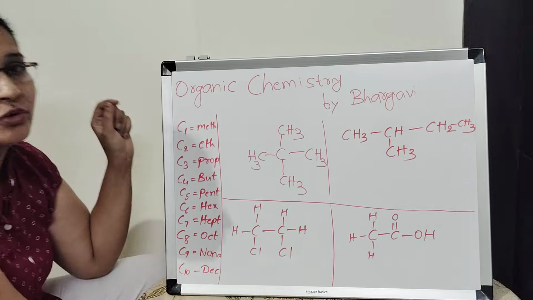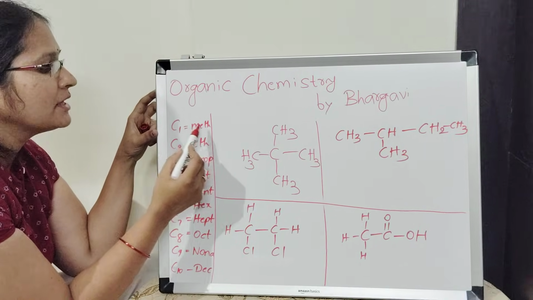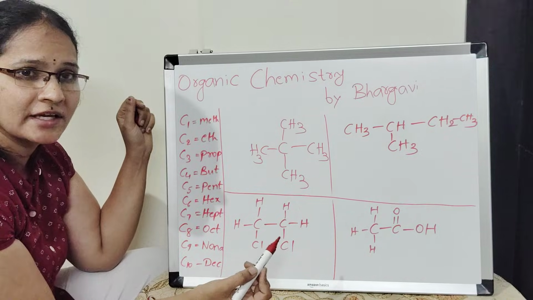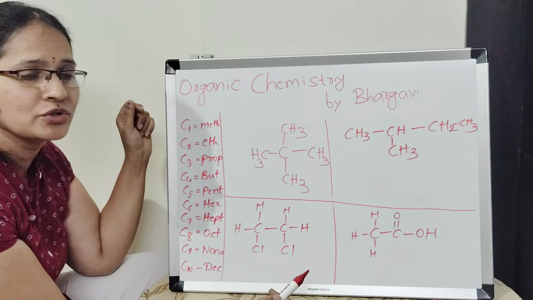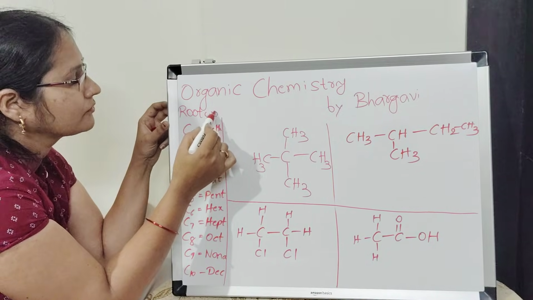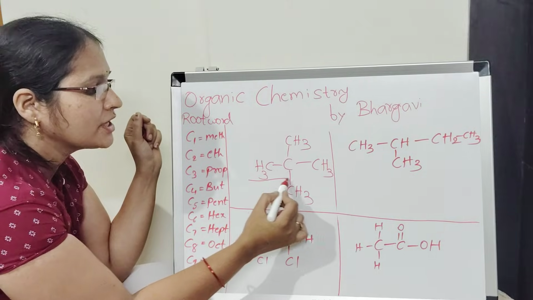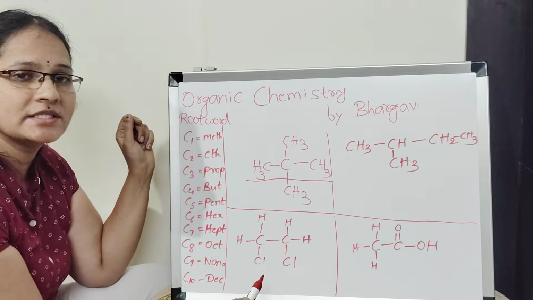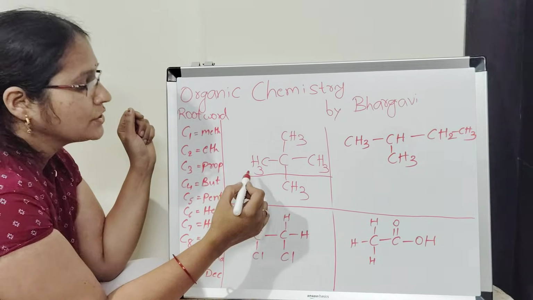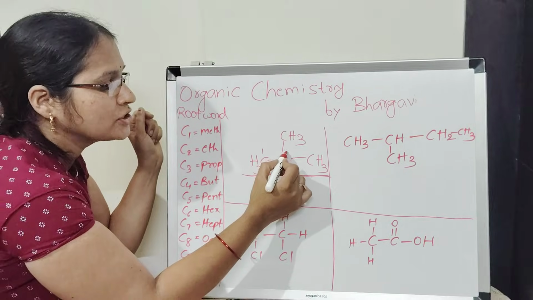First of all, in yesterday's video, I told only that 1 carbon means meth, 2 carbon means eth. If more than 2 carbons are there, what is that root word we have to use? In any compound, the longest carbon chain which is present, we have to write it as a root word. You can see that I have underlined here how many carbons are there in a chain?